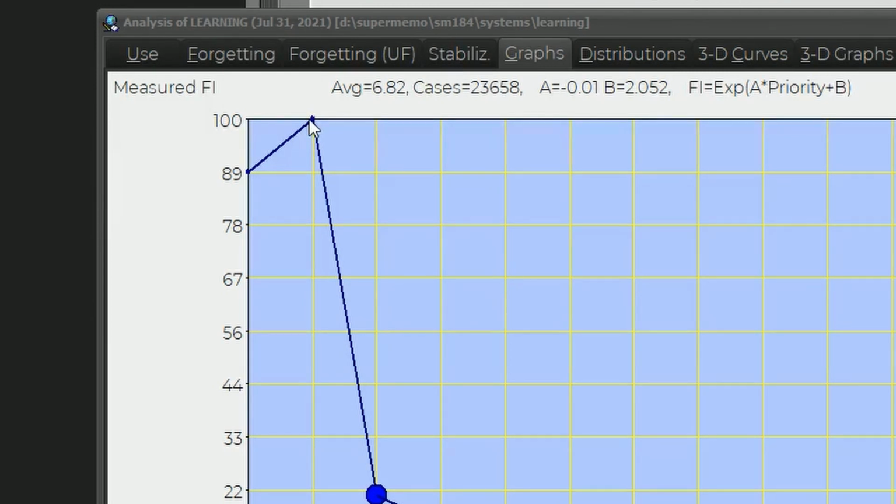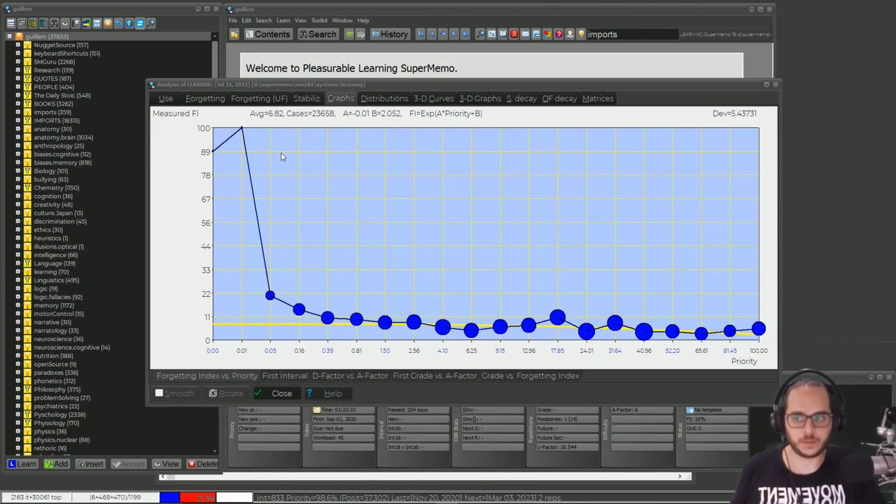This means that for all the elements I have at priority 0.01, the retention is 0, so the forgetting index is a maximum of 100%. Why is that possible? It should be the opposite, since the highest priority elements are the ones you want to memorize best. How can I describe this situation?